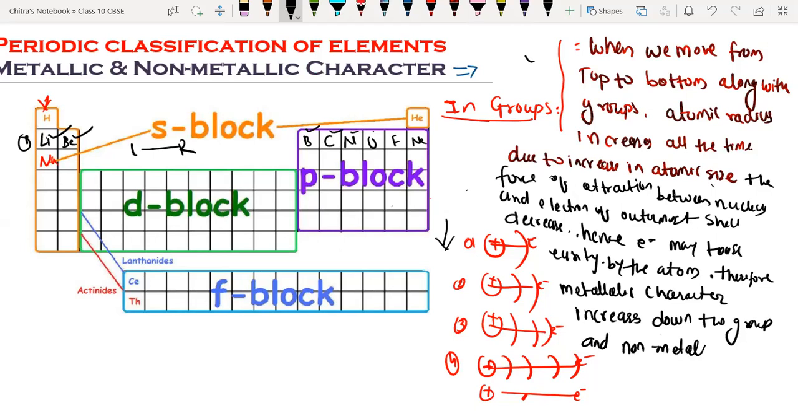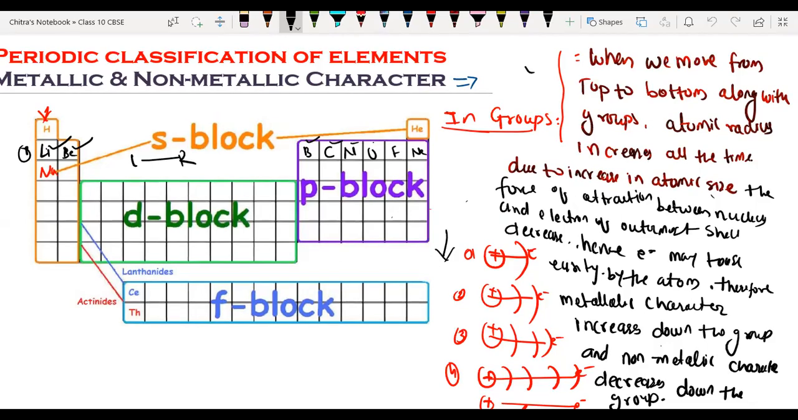And non-metallic character decreases down the group. Okay, so this is all about the trend of metallic and non-metallic character in the modern periodic table. Just take a screenshot now. I'm going to show you something special for metallic and non-metallic character. Just take a screenshot, everyone.